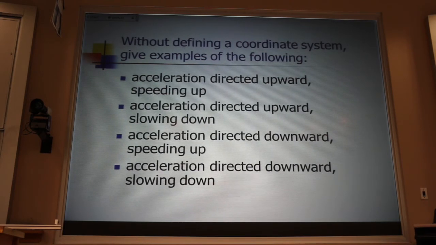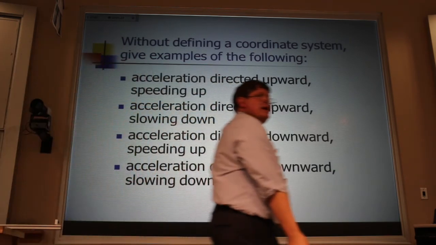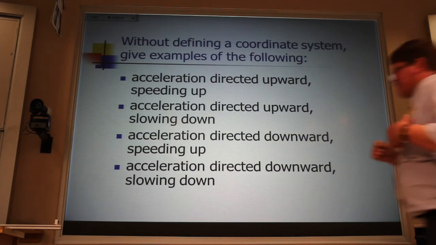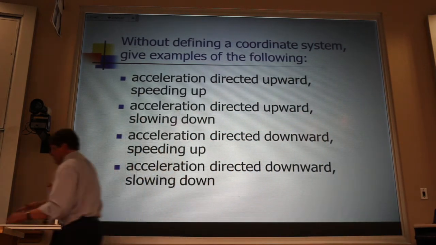And the object is speeding up. The second category, the acceleration is still pointing towards the ceiling, slowing down. Third category, the acceleration is pointing down towards the floor, speeding up. Last category, acceleration pointing towards the floor, slowing down. With your neighbor, 4 examples, go.